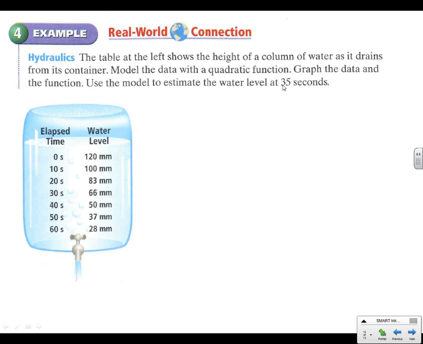All right, let's do it again. We want to have this table here showing us the height of water as it drains from your jar. Let's model this with a quadratic function and then graph the data. Use the model to estimate the water level at 35 seconds. So, one extra step here. All right, here we go.